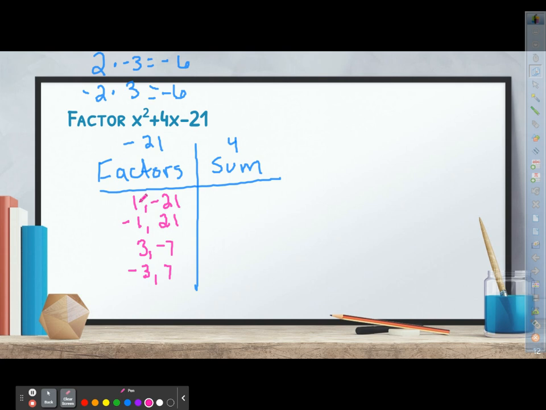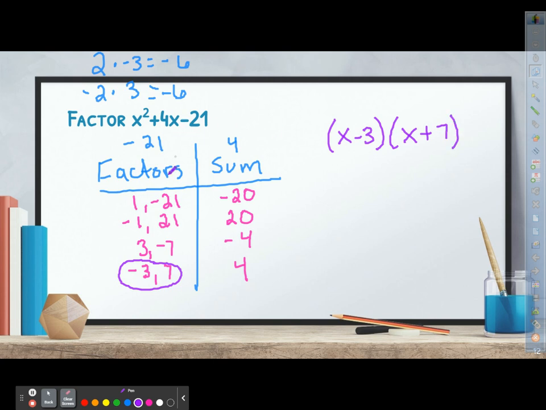So add in your calculator 1 plus negative 21, and you get negative 20. Now do negative 1 plus 21, you get positive 20. Now do 3 plus negative 7, that would be negative 4, and negative 3 plus 7 would be positive 4. Okay. So now look at your factors. You want it to be positive 4, which is this last one, so we would use negative 3 and positive 7. So x minus 3 times x plus 7.